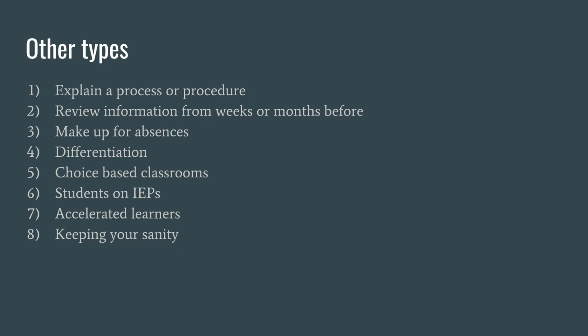These are the ways that I use them more. So about explaining process and procedure, which in certain classes like science and art and other things, there's certain things you have to do over and over. It's great for reviewing information from weeks or months before, making up for absences, great for differentiation, choice-based classrooms, students on IEPs, it's wonderful for them because they can learn at their own pace, accelerated learners, and keeping your sanity as a teacher.